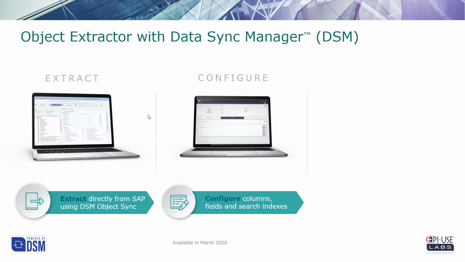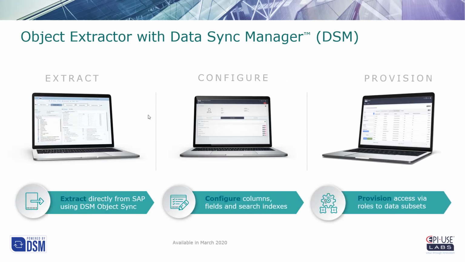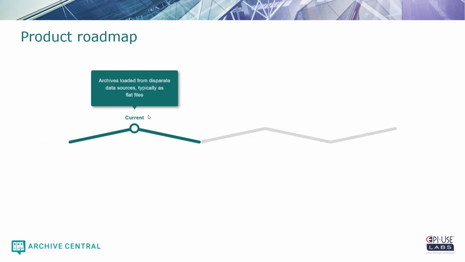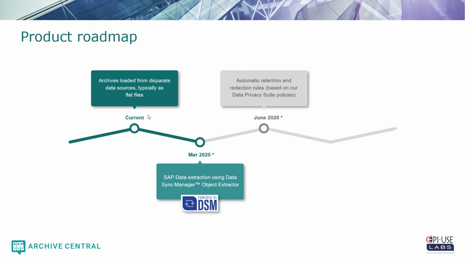Within Archive Central, you can then configure how that data would like to be displayed. And then finally, you provision access to that data. So this is available in March. And our roadmap also includes automatic retention, i.e. redaction rules, similar to our data privacy suite policy. So maybe you should only have access to employee records for 7 years. We'll have built-in rules which will actually go and redact that data out of Archive Central automatically for you.